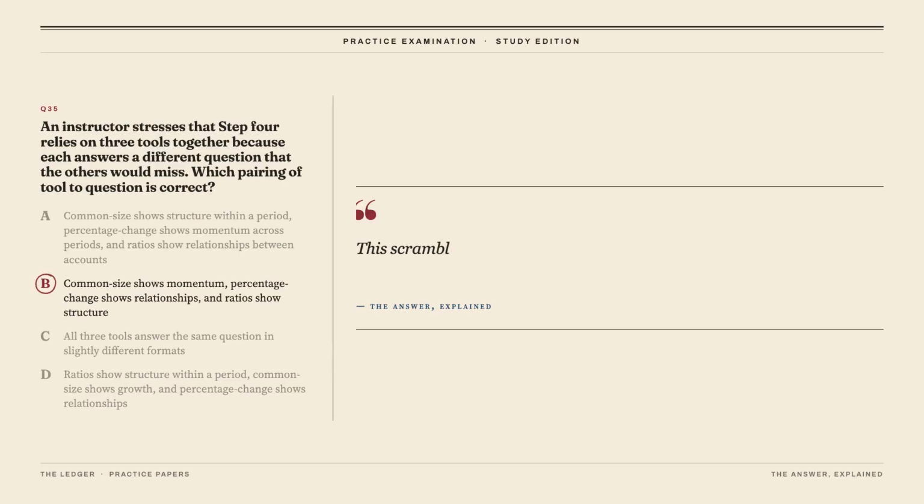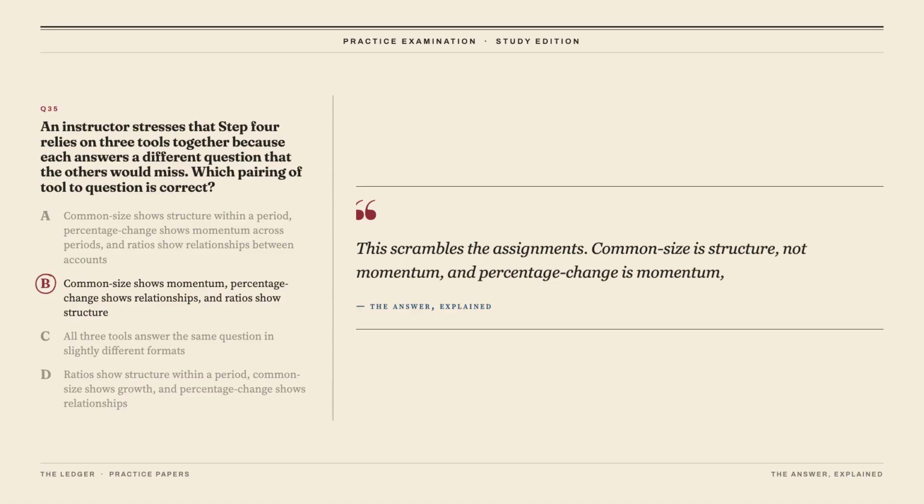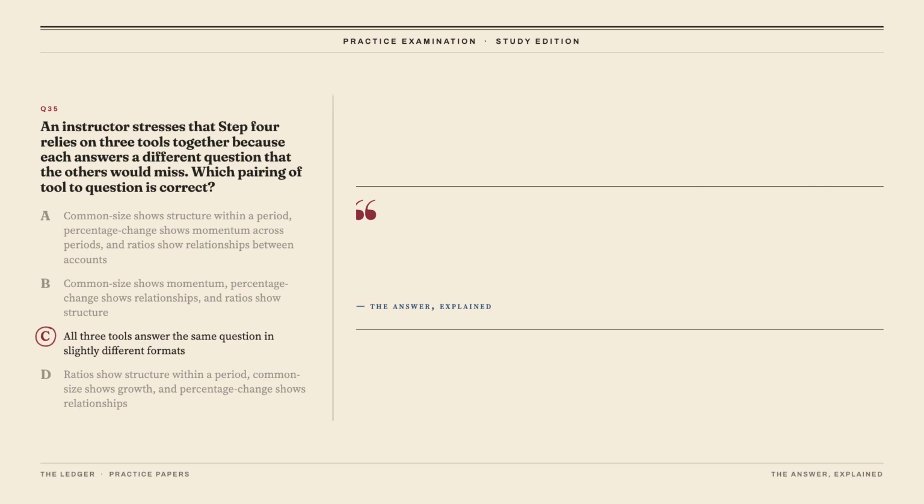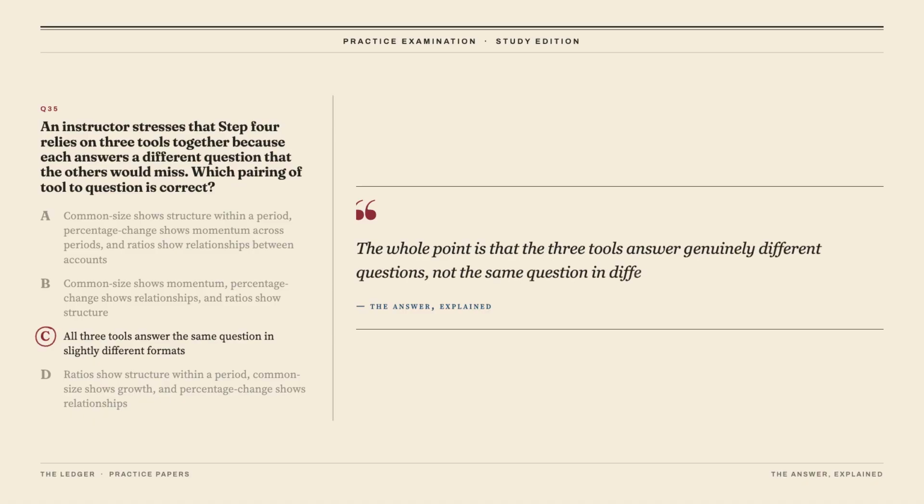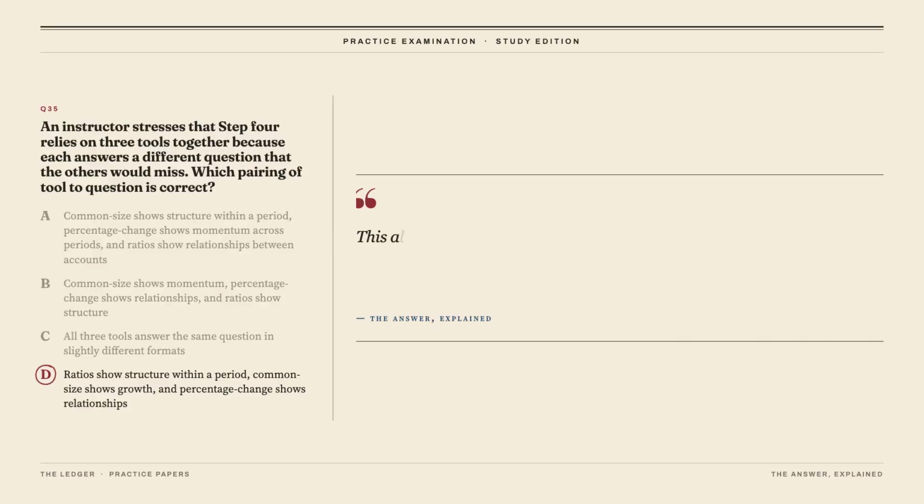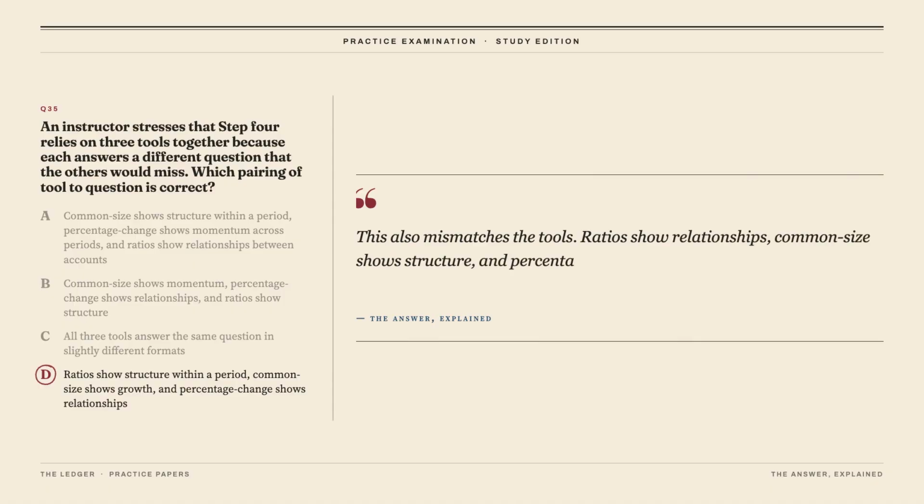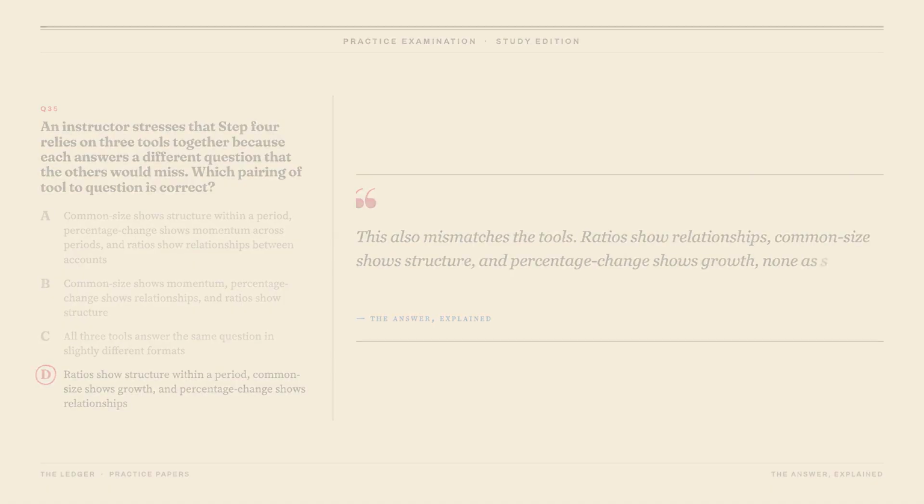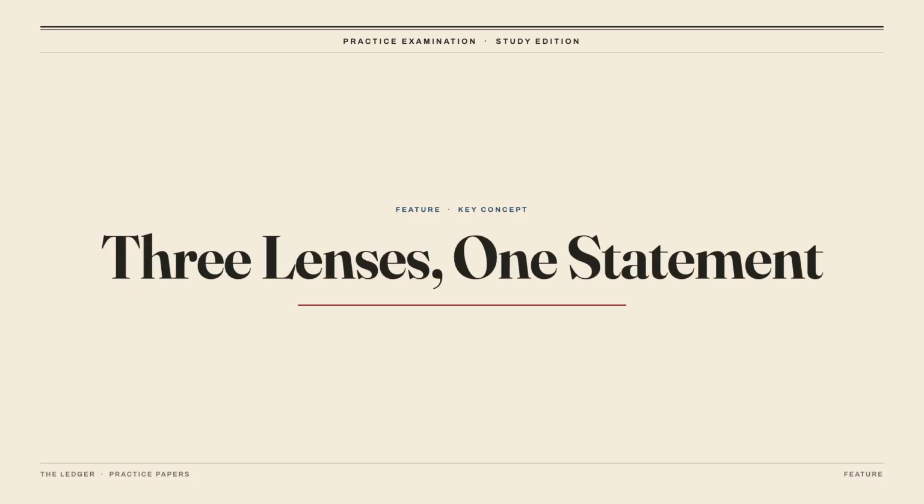B is wrong because this scrambles the assignments. Common size is structure, not momentum, and percentage change is momentum, not relationships. C is wrong because the whole point is that the 3 tools answer genuinely different questions, not the same question in different formats. D is wrong because this also mismatches the tools. Ratios show relationships, common size shows structure, and percentage change shows growth. None is stated here. No single tool can show everything about a set of financial statements.